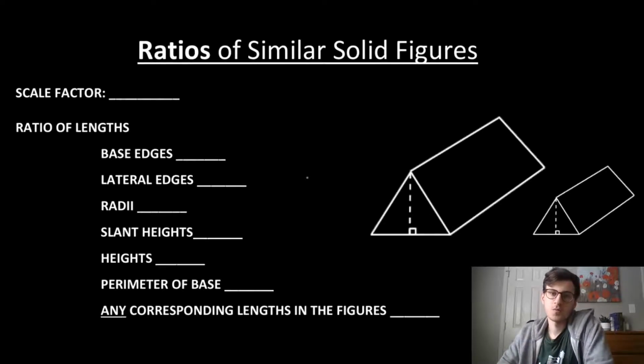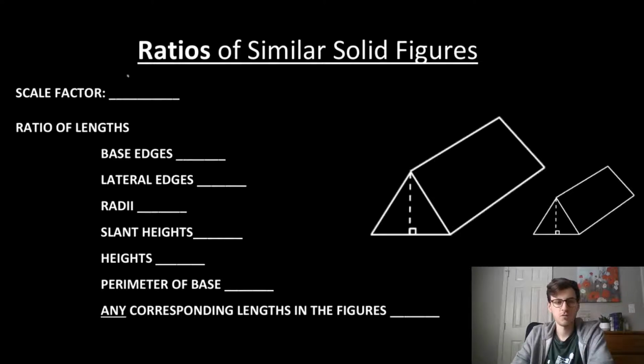Let's talk about similarity between three-dimensional figures. Okay, and we've talked about this before. Let's say that these two figures have a scale factor of A over B. What does that mean? Well, let's use maybe a numerical example.